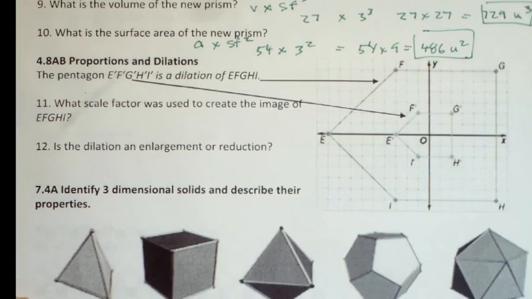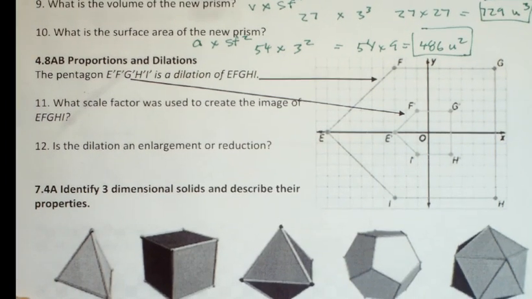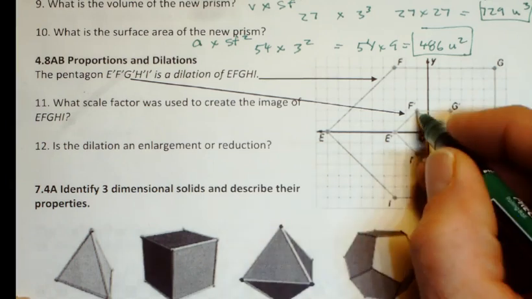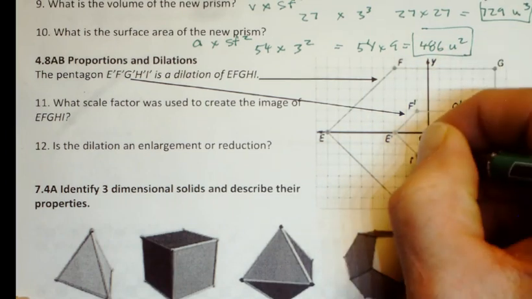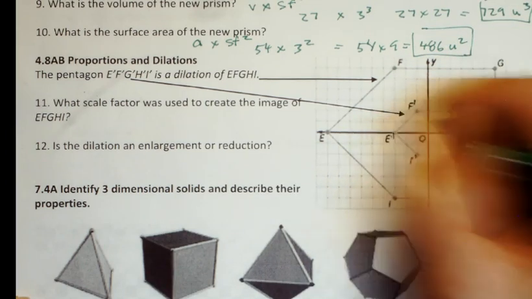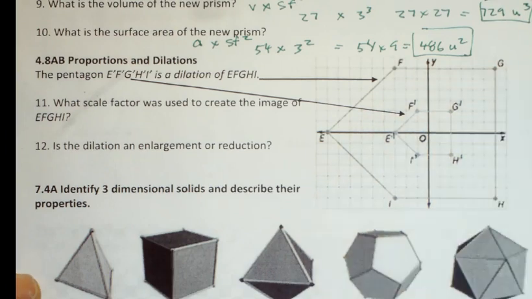Proportions and dilations. Pentagon E prime, F prime, G prime, H prime, I prime is a dilation of EFGHI. Okay, this is a small one. These are the prime signs, kind of hard to see, so I'll make them in there for you. What scale factor was used to create the image of that shape?